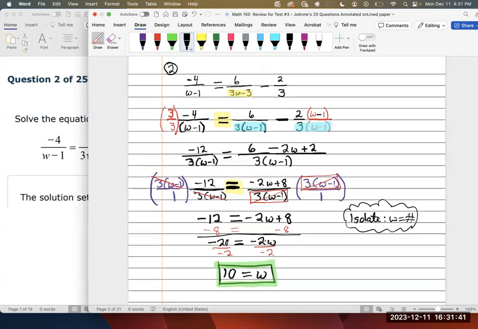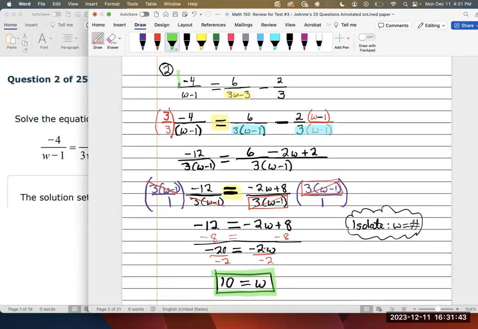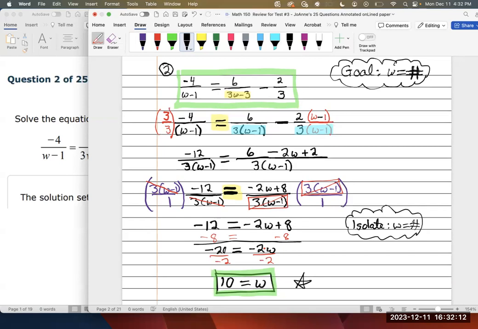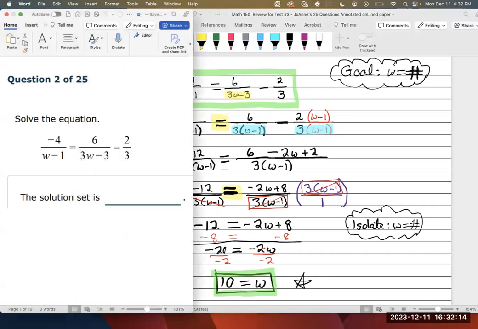Here's what all of number 2 will look like from start to finish. This is the original equation they gave us. My goal is to find some number for w that makes the equation true. So I'm going to do whatever I want to both sides of the equation. I'm going to multiply by a value of 1 whenever it makes my equation easier to manage. And then I will just keep rearranging until I've isolated that w. That was the original question.